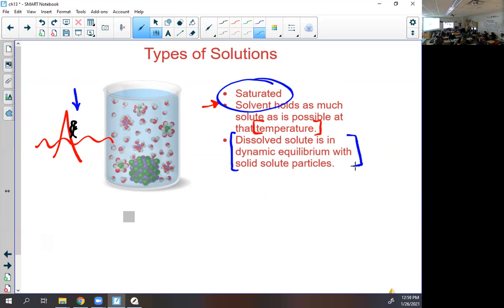When something's saturated, the dissolved solute is in dynamic equilibrium with the solid solute particles. A dynamic equilibrium means nothing changes, but there are things that are changing. That doesn't make sense, except watch: a dynamic equilibrium at saturation means some of this might dissolve, but if it did, some of it came out of the solution as well. So it's not overall changing. There are some changes, but no overall change, or we call it a net change.